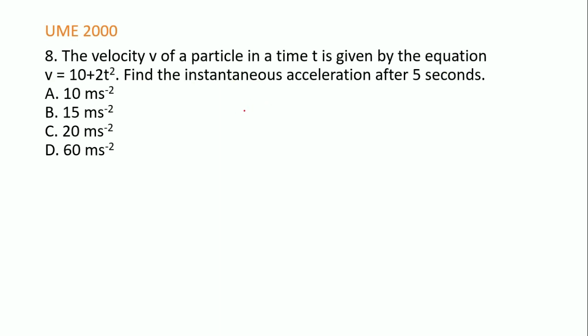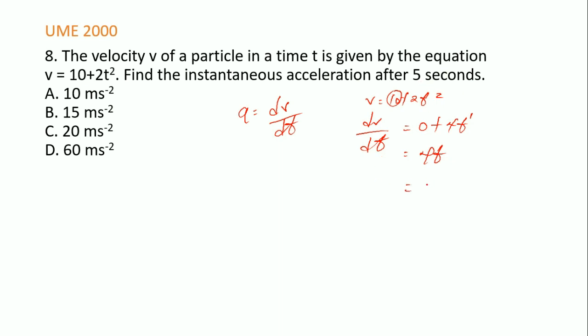So our instantaneous acceleration is always dv/dt. So v is equal to 10 plus 2t squared, and dv/dt will be equal to the differentiation of a constant, 0, so I have 0 plus 2 times 2, 4t. You subtract 1 here, that will be raised to the 1, so that will be 4t. Then you substitute for the t when it's 5 seconds, so that will be 4 times 5, and that will be equal to 20, which is option C.